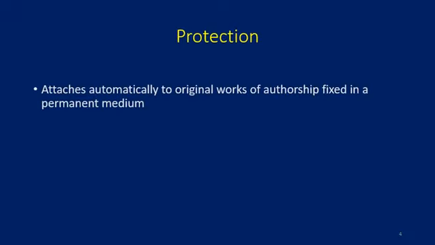Protection of copyrights. Copyright attaches automatically to original works of authorship that are fixed in a permanent medium, which means any work of authorship that is saved in a way that can be reproduced in the future and either seen or heard, viewed by third parties. How that is saved really doesn't matter.